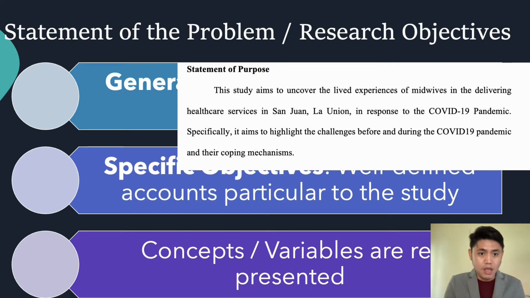I'll give an example. So this study aims to uncover the lived experiences of midwives in delivering healthcare services in San Juan, La Union in response to the COVID-19 pandemic. So specifically, yung research study niya na qualitative just want to look into the experiences of the midwives who are delivering healthcare services in San Juan, La Union. As simple as that, kung hindi naman po kailangan ng mga variables, yung inyong study or inyong methodology, you don't have to place any of the variables. As long as your research objectives clarify or give a direction of your paper, then you're good to go.